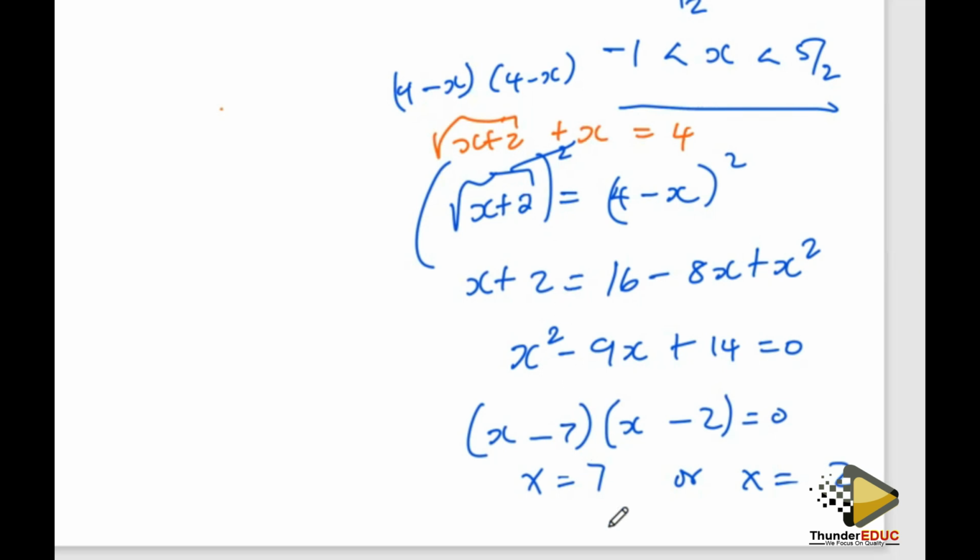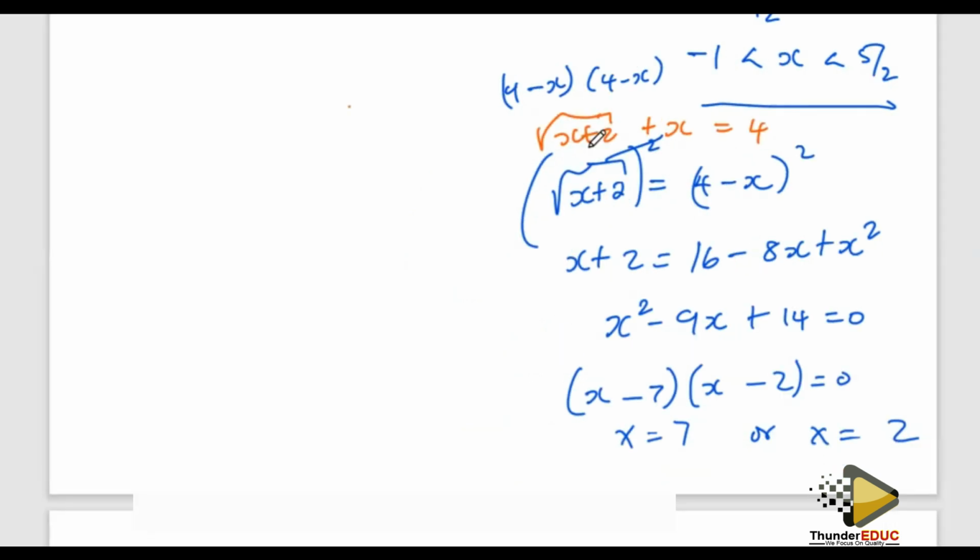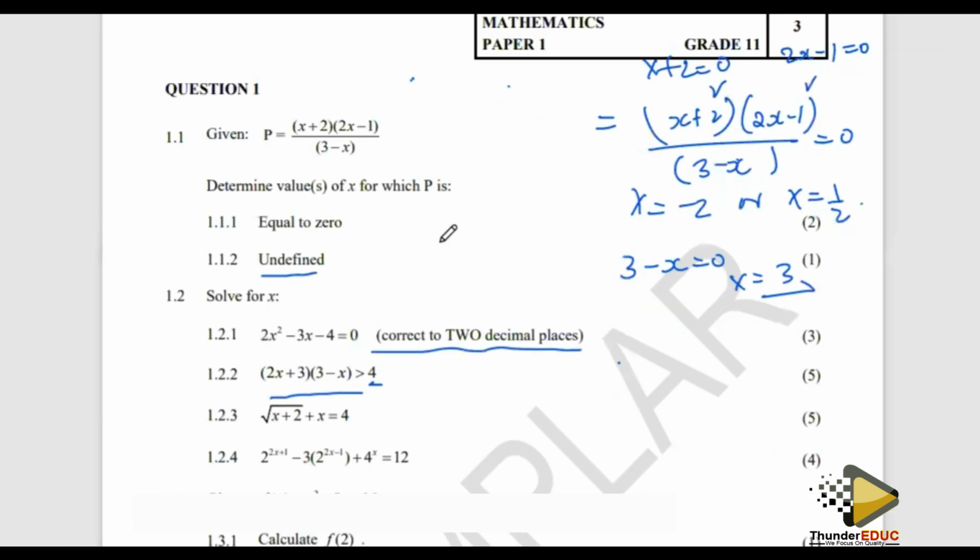So how do I test? I get the 7 and punch it in. 7 plus 2 is 9. Square root of 9 is going to be a 3. And then 3 plus the 7, I get a 10. On my right-hand side, I have a 4. So this is not part of the solutions. What if I try with the 2? 2 plus 2 is a 4. Square root of 4 is 2. And then I plus the x, which is a 2, I end up with a 4, which is my answer on the right-hand side. So this is our solution. So x equals 7 is not a solution. So that's how that question could be answered.